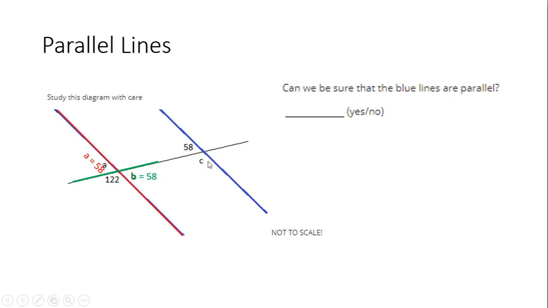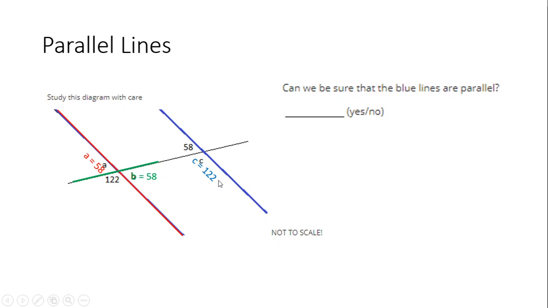What about C? How am I going to find C? I'm not going to use the parallel lines because I don't know for sure that they are parallel, but I can use a straight line. This blue line here is clearly a straight line, which means 58 plus C needs to add to make 180. So that means that C on its own must be equal to 180 minus the 58, and that leaves me with 122.